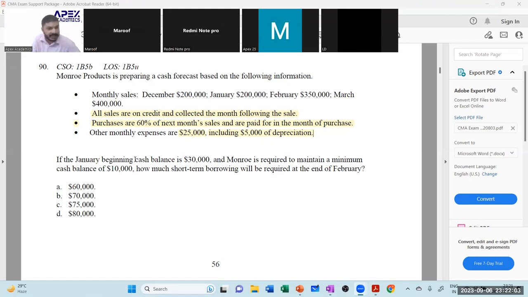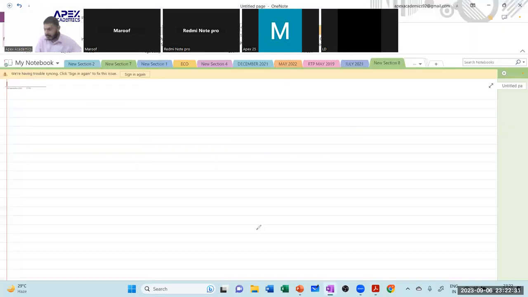In January, the beginning cash balance is $30,000. Monroe is required to maintain a minimum cash balance of $10,000. How much short-term borrowing will be required at the end of February? Every month you are required to maintain a cash balance of 10,000. So let's see what happens to Monroe over here. I think we'll do it in the notebook. That will be better done.